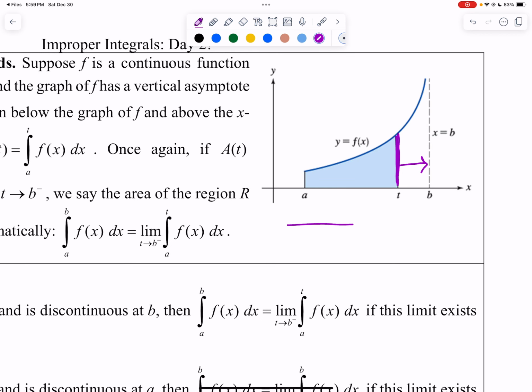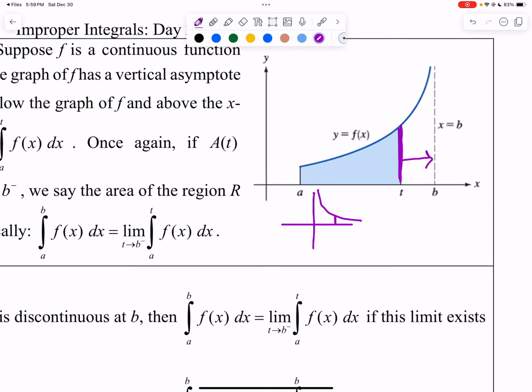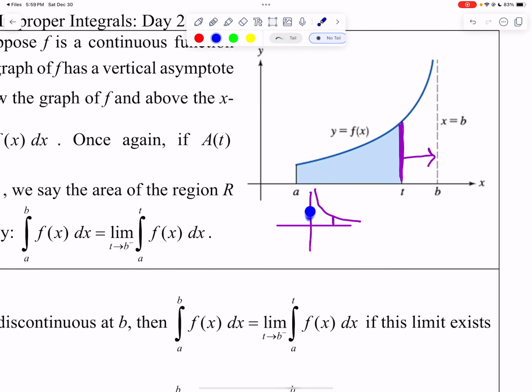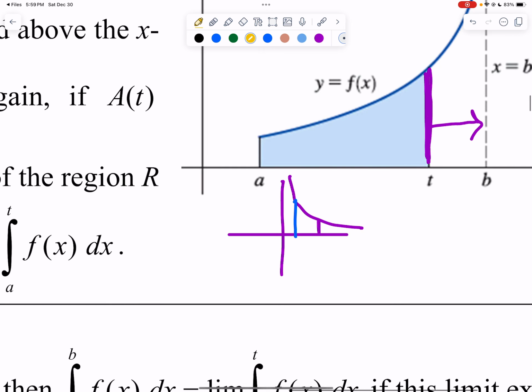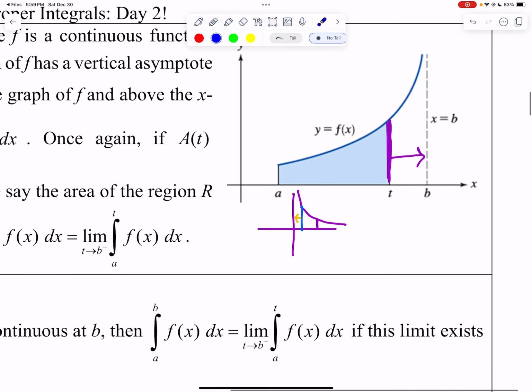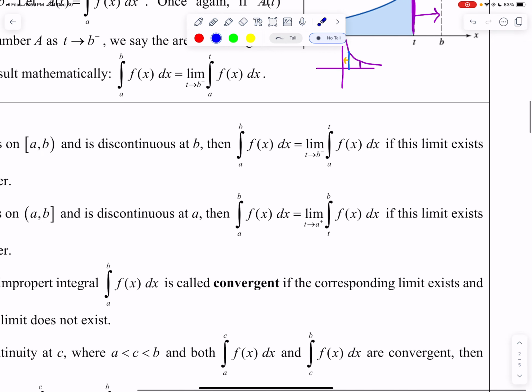Likewise, if we have something like this, and your vertical asymptote is on the left side, and we have some arbitrary line t right here, and we're going to move that to the left, you'll notice that my line is going to be approaching the vertical asymptote from the right side. So that's how we get this lovely thing right here.